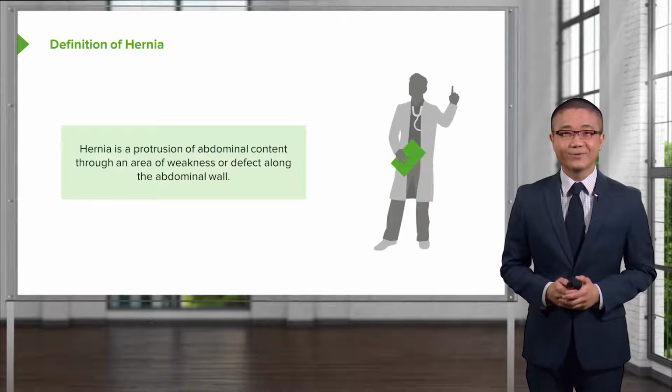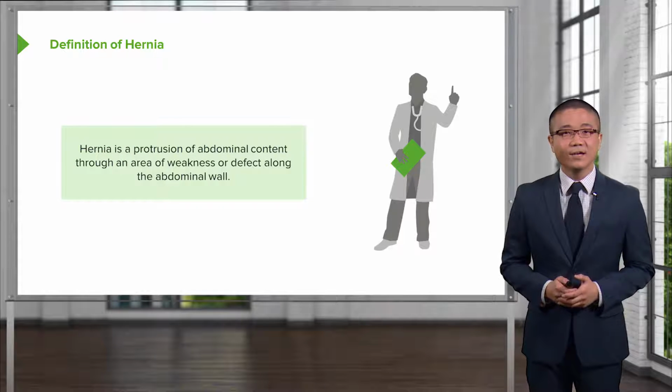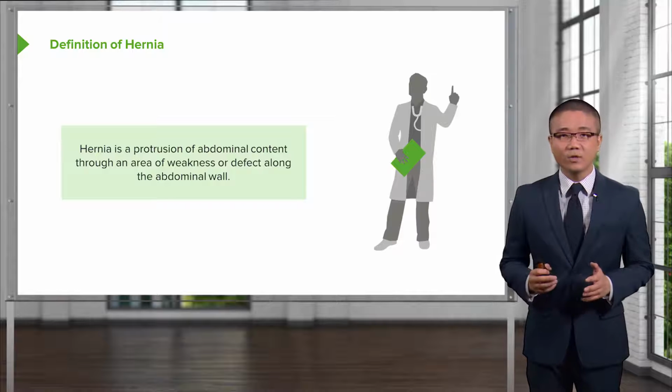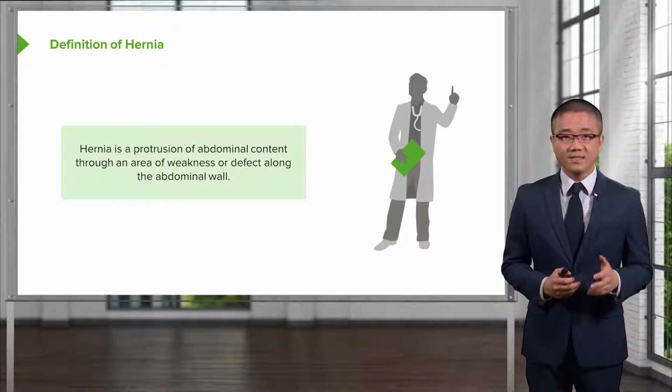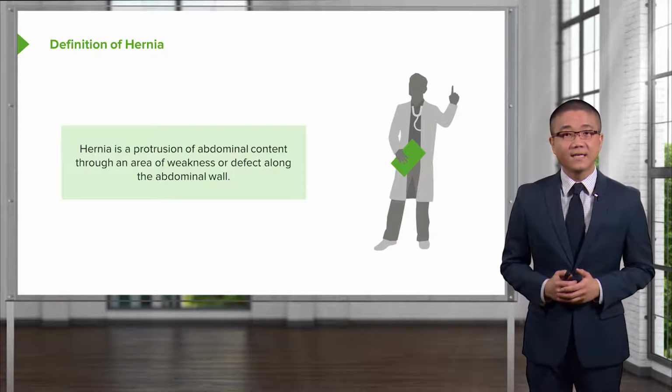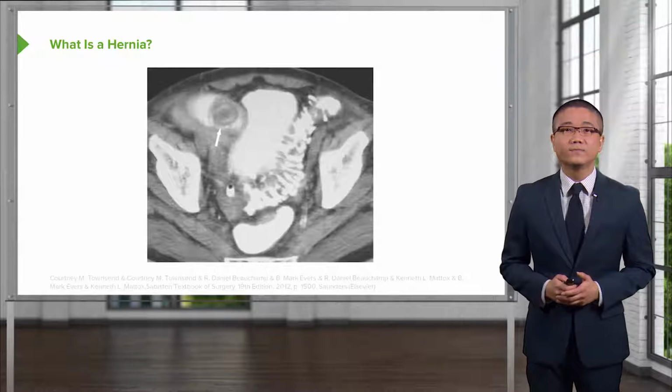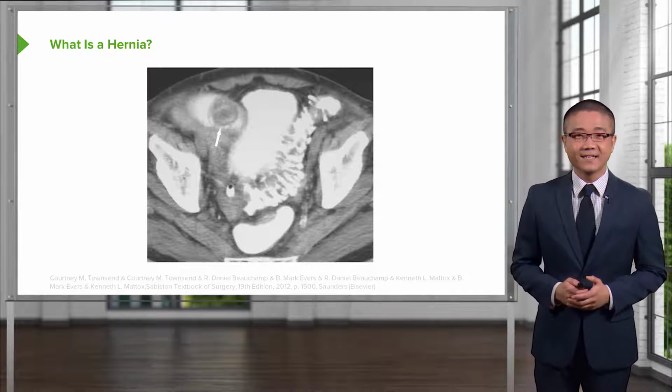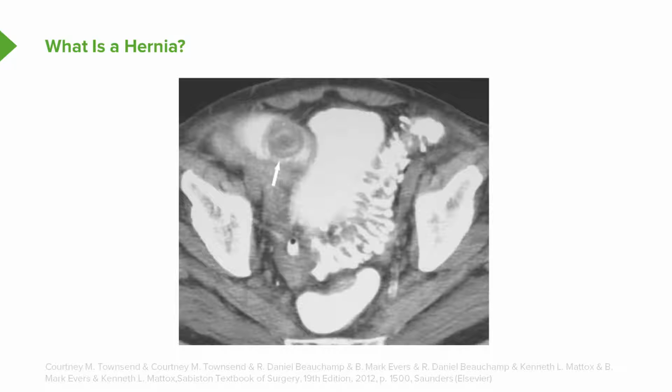A hernia is a protrusion of abdominal content through an area of weakness anywhere along the abdominal wall. This area of weakness or defect can be congenital or acquired. Here we see a cross-sectional image of a CAT scan. You'll see that there is content where the white arrow is. This is the inguinal canal, likely fat or intestines containing hernia on the right side of the patient.